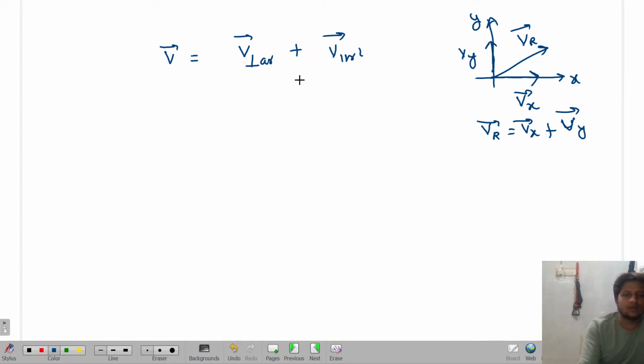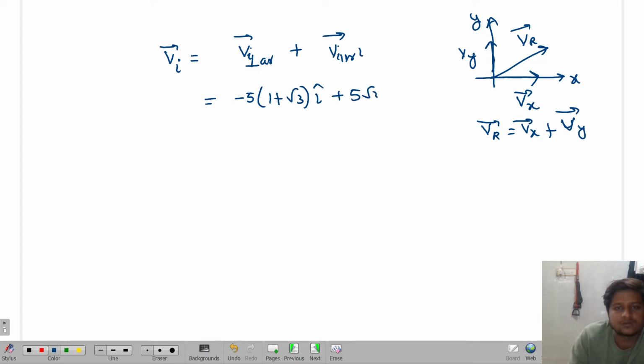Okay, so perpendicular and parallel are according to the mirror. So the resultant velocity of image is nothing but velocity of image perpendicular plus velocity of image parallel. Perpendicular is equal to minus of 5 (1 plus root 3) i cap plus 5 root 3 j cap. This is my velocity of image vector equation. Got it or not? Yes or no?